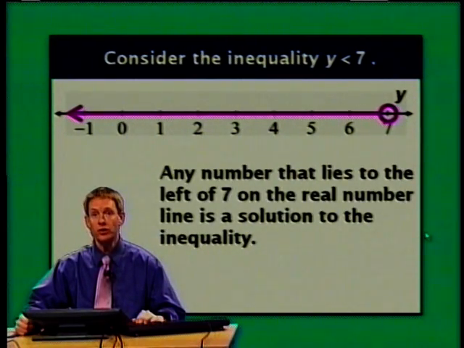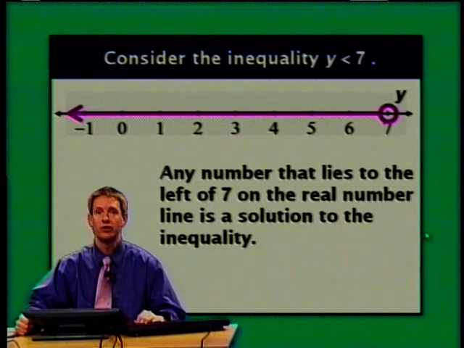Now, the solutions are any number that lies to the left of 7. Any number that lies to the left of 7 on the real number line is a solution to this inequality. 2 lies to the left of 7. 2 is less than 7. 2 is a solution to the inequality.